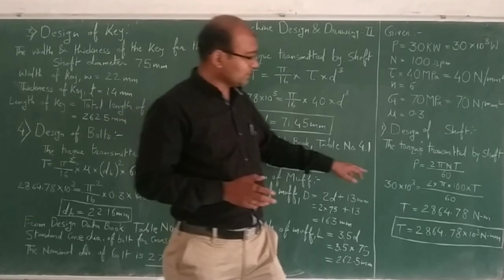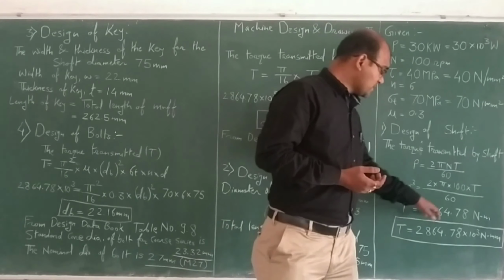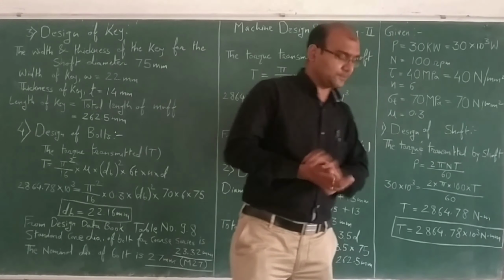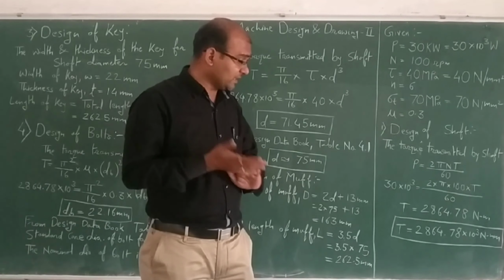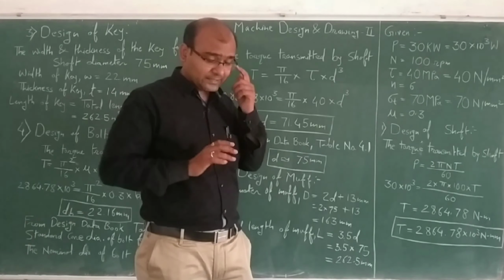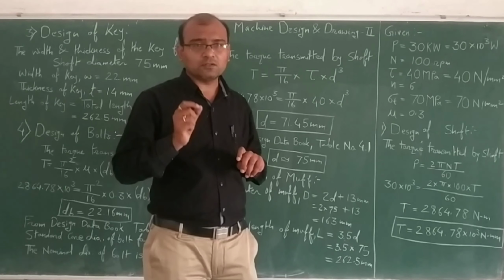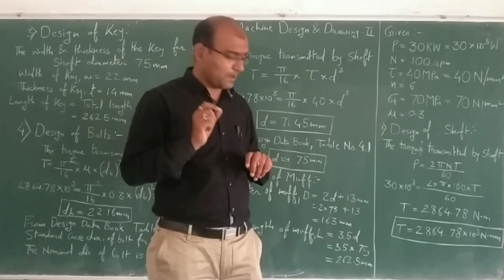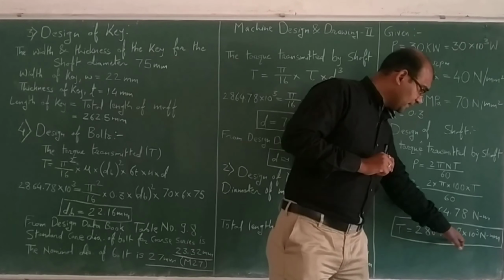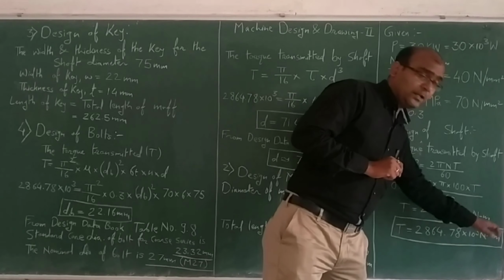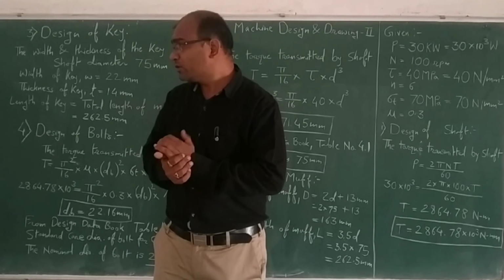For that, you are calculating the torque T. Torque is 2864.78 Newton meter. You can convert that into mm, because the diameter of shaft is required in mm. So T equal to 2864.78 into 10 to power 3 Newton mm. That is the clear value of your torque.